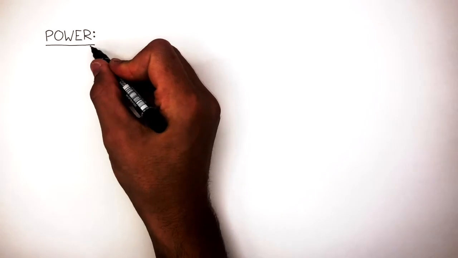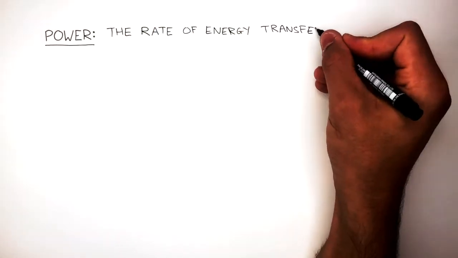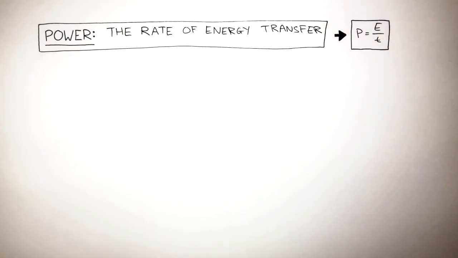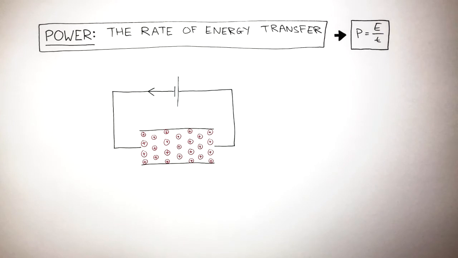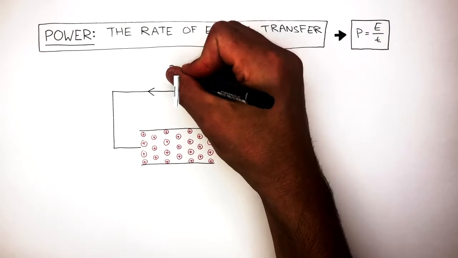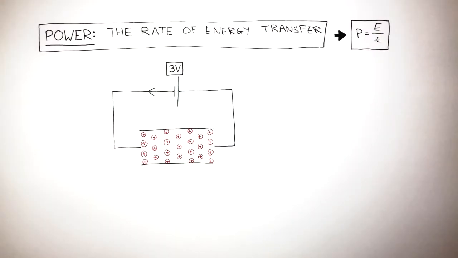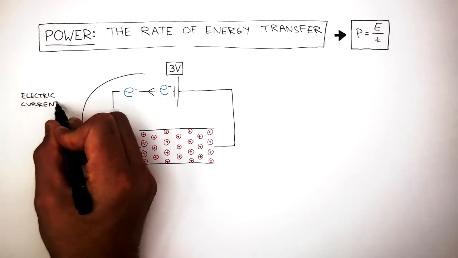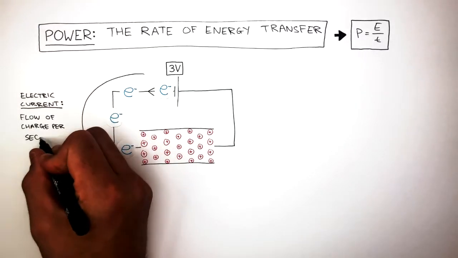Power can be defined as the rate of energy transfer, where P equals E over T, or power equals energy divided by time. Here we have a simple series circuit with a 3-volt cell. This 3-volt cell causes the electric current to flow around the circuit. The electric current is the flow of charge per second.